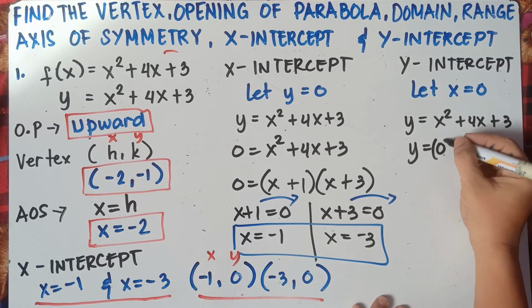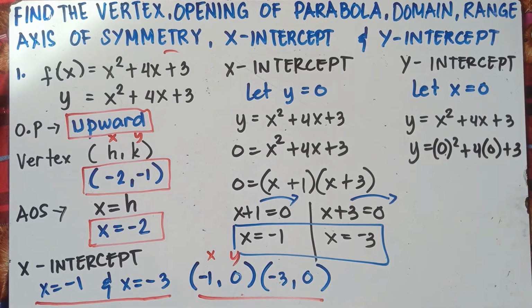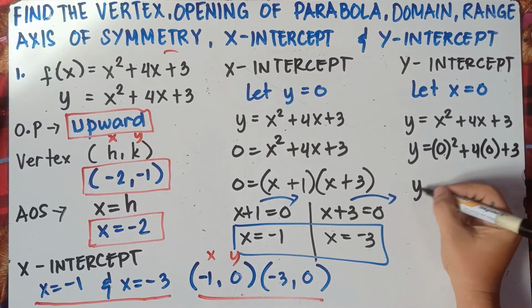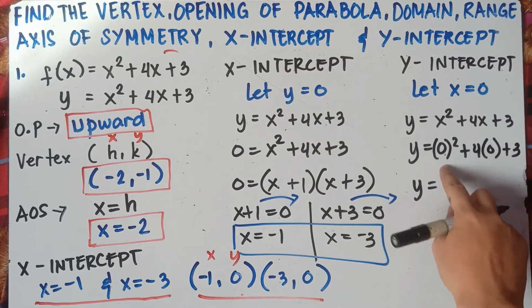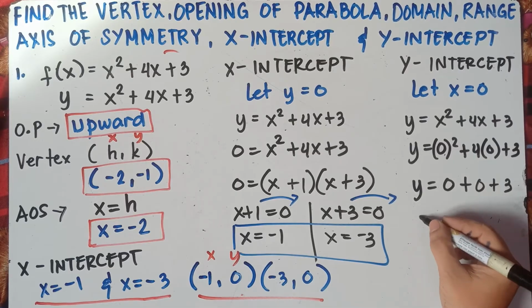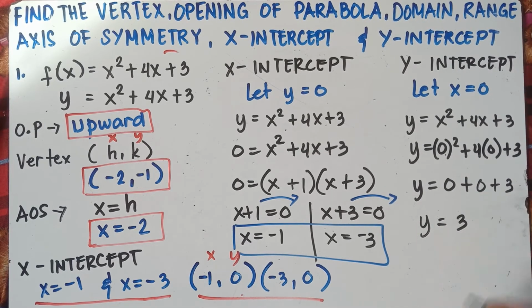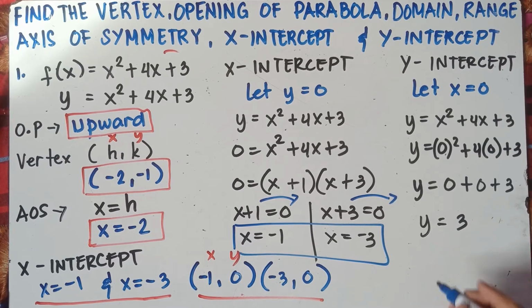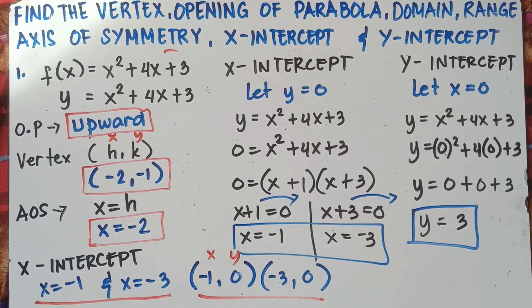So instead of x, you make it 0. This will be 0 squared plus 4 times 0 plus 3. So this will be y equals 0 times 0, that is 0, plus 4 times 0, that is 0, plus 3. So y equals 0 plus 0 is 0, plus 3, that is 3. That's the y-intercept, class. Y-intercept, that would be y equals 3. Easy, right, for the y-intercept?